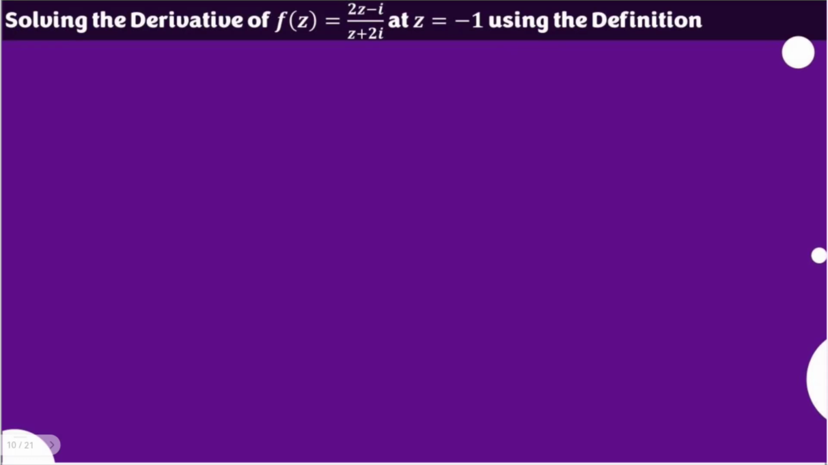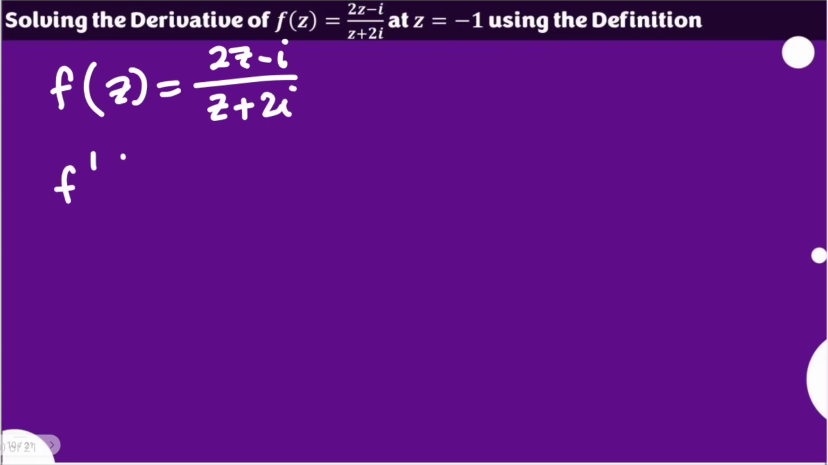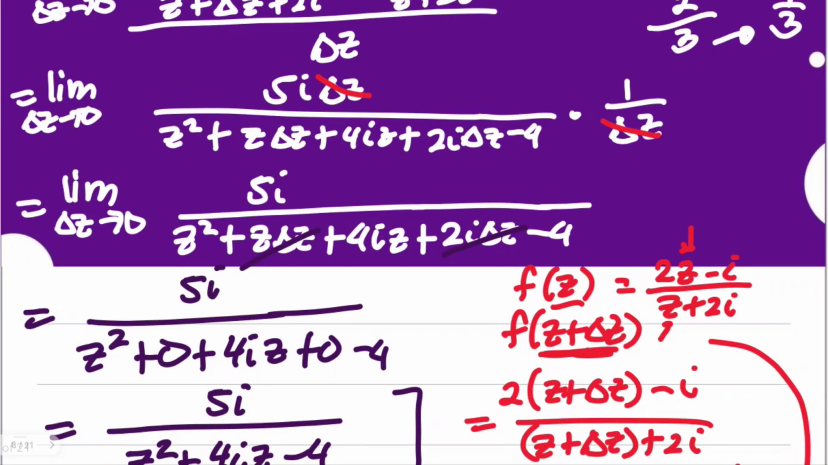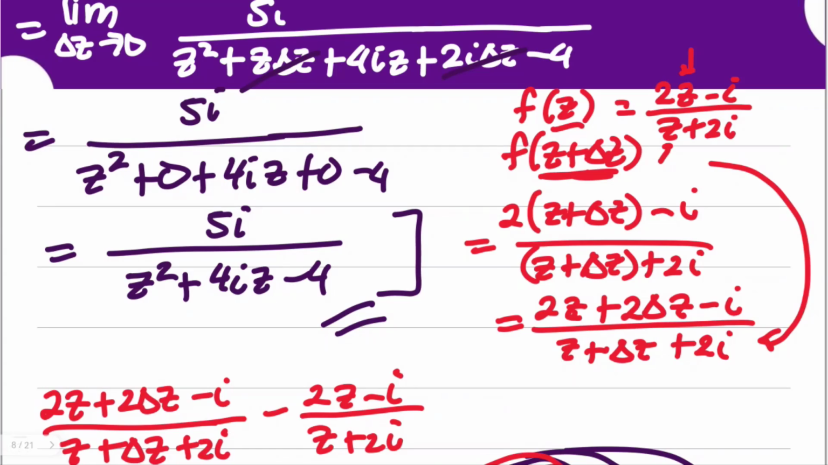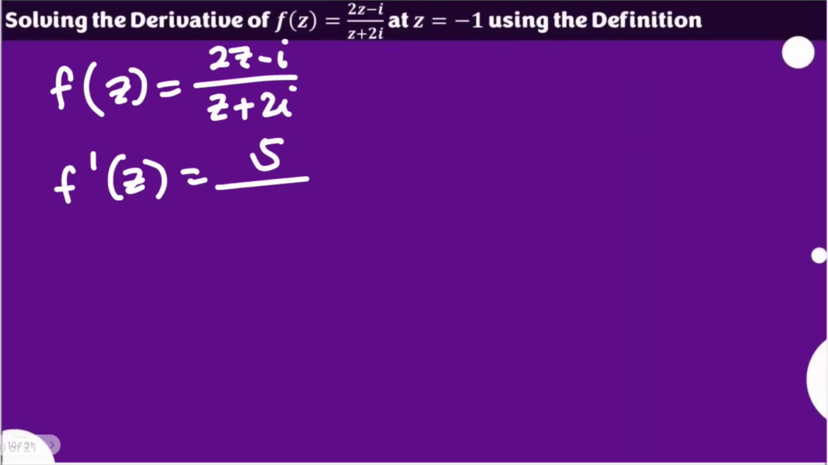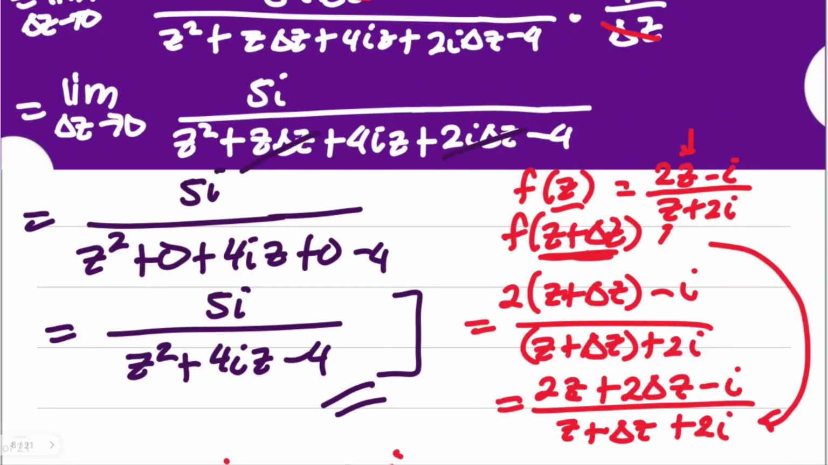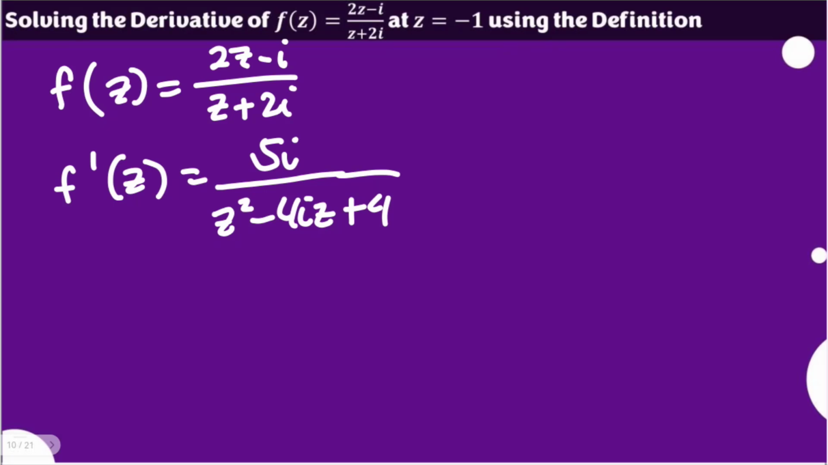Basically, this is our function here, 2z minus i over z plus 2i. Your first derivative, again, is 5i over z squared plus 4iz minus 4. Okay? That's 5i over z squared plus 4iz minus 4.